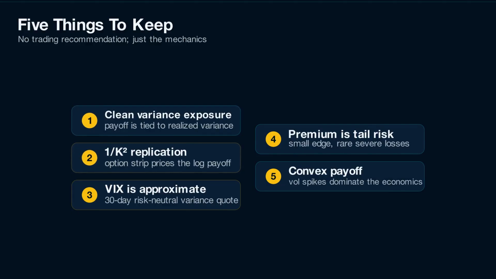None of these points is a recommendation to be long or short variance. They are the mechanics. Once you see the payoff, the replication, the premium, the jump risk, and the VIX connection, the instrument stops looking mysterious. It becomes a precise way to transfer one very specific risk: how much the market will actually move.